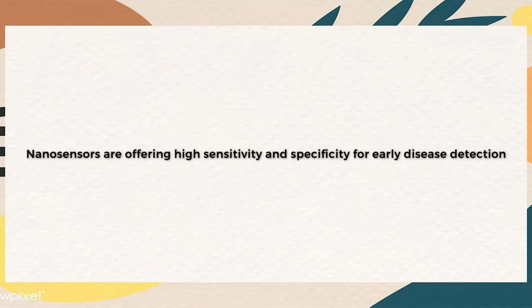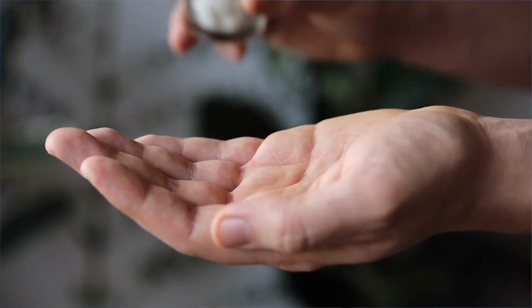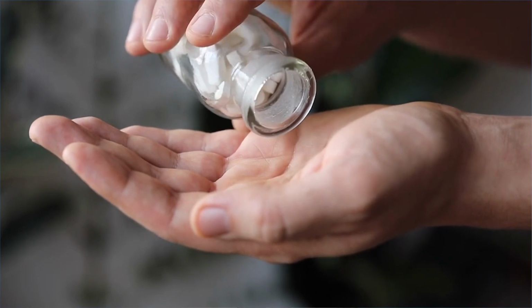Sixth is nanoscale sensors and nanotechnology. Nanosensors are offering high sensitivity and specificity for early disease detection. Nanotechnology is enabling targeted drug delivery and precision medicine. Research explores the use of nanomaterials and nanoparticles for sensor development, organ on a chip and 3D bioprinting.